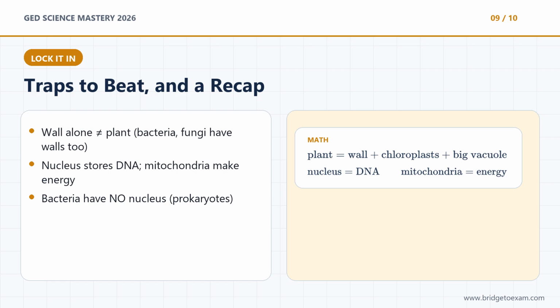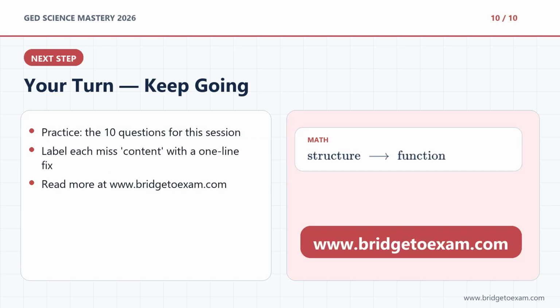The recap. Match each structure to its job and let the jobs carry the names. Beautiful work today. You can now match each cell part to its job, tell a prokaryote from a eukaryote, and spot a plant cell from its wall, chloroplasts, and vacuole. Your practice for this session is the 10 questions attached to this lesson. Answer them from memory, then read every explanation and log any miss as content with a one-line fix.